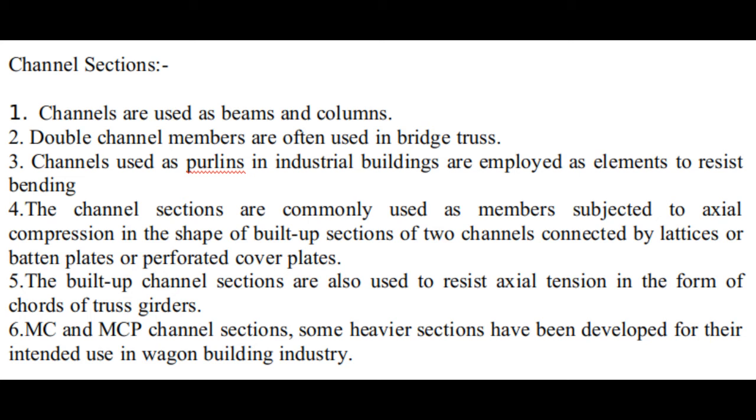What is its suitability and use, where can it be used? Number 1, they can be used as beams and columns. They are also used in bridge trusses. They are also used as purlins in industrial buildings and employed as elements to resist bending. The channel sections are also used as members subjected to axial compression in the shape of built-up sections of 2 channels connected by lattices or batten plates or perforated cover plates. So for this point number 4, please see my video on the column section. There I have discussed in detail what is lattice and what is batten plate. So channel sections are used over there.